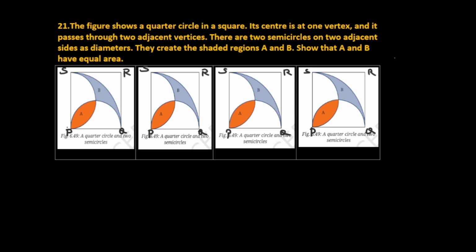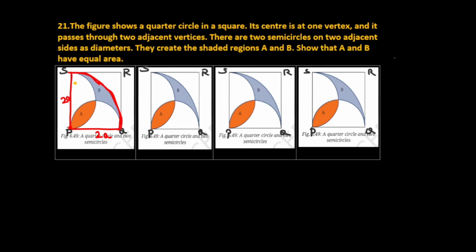Now the second sentence: it is given that its center is at one vertex and it passes through 2 adjacent vertices. A quarter part of a circle has center at one vertex, so take P, and adjacent sides PQ and PS. These are the 2 adjacent sides, and this arc is the quarter part of a circle. It is inside a square. Say the side of the square is 2a. It includes the shaded regions A and B.